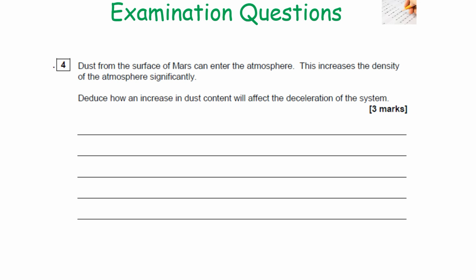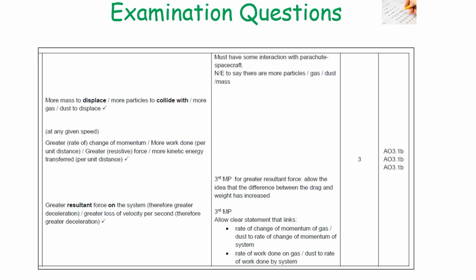So you've got to understand what density is. Density is how many particles there are in a certain volume. So if we've increased the density, that means that there are more particles in a certain volume. Now in our previous questions, we've understood that the parachute is displacing the gas, so it's moving the particles of the gas to a different place. So if the density has gone up, more mass is there to displace, so there are more particles to collide with the parachute, so therefore more of the gas or dust is displaced.